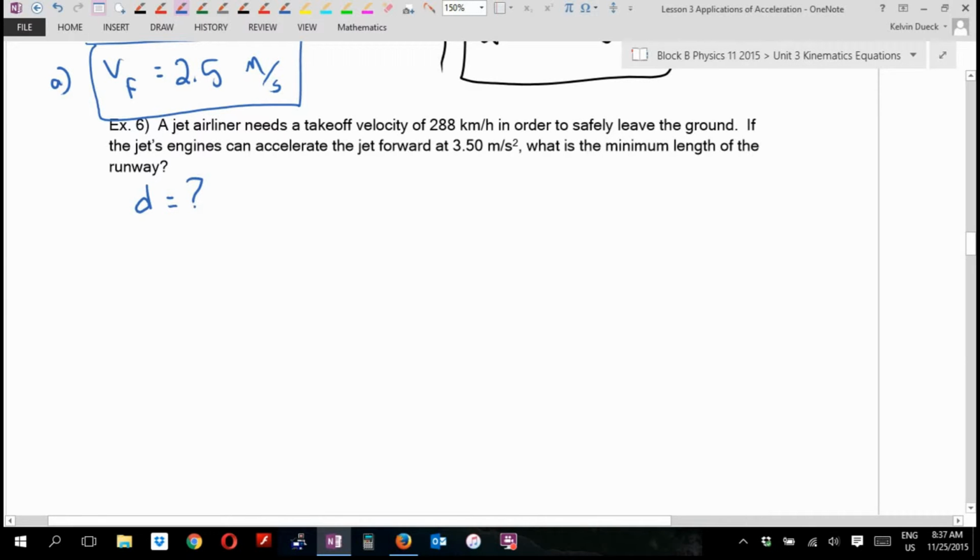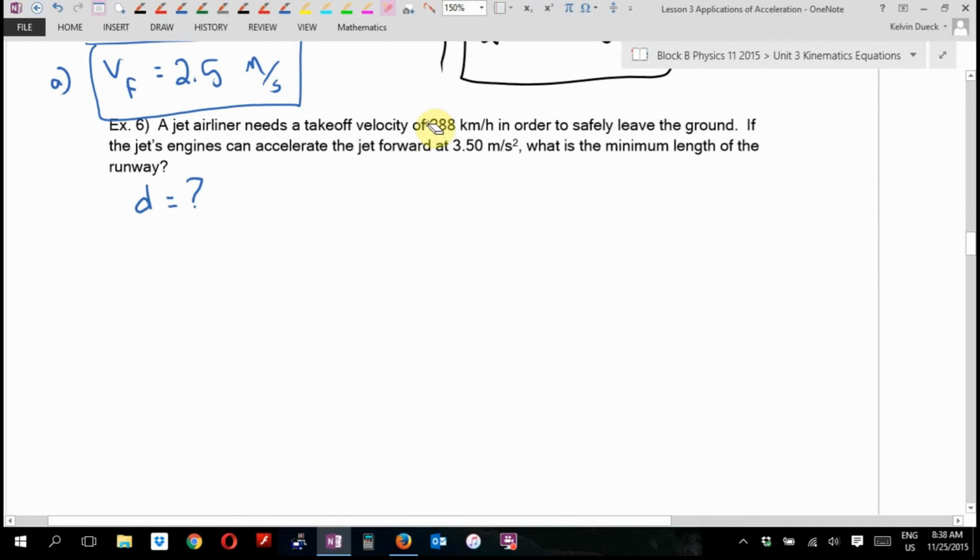I totally agree. What else have they told me? Well, I see a 288. What's this 288? Final velocity? What's the initial velocity?